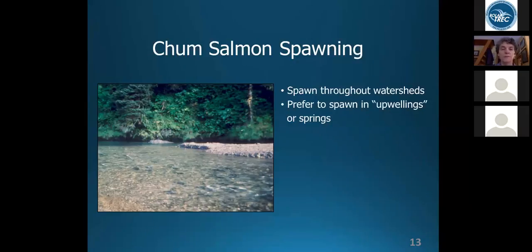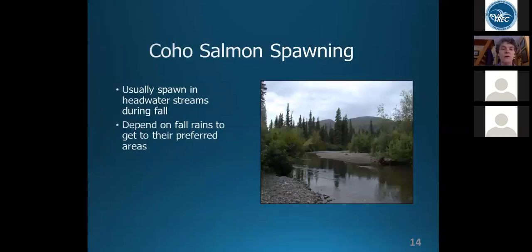So Coho, again, have quite a distance of area that they use for spawning. They're usually in headwater streams, so they go up into the smaller tributaries of the main stems of the larger rivers, and they tend to be the latest spawning salmon. Here in the interior near Fairbanks, Coho are often spawning in October as ice is developing on the river.